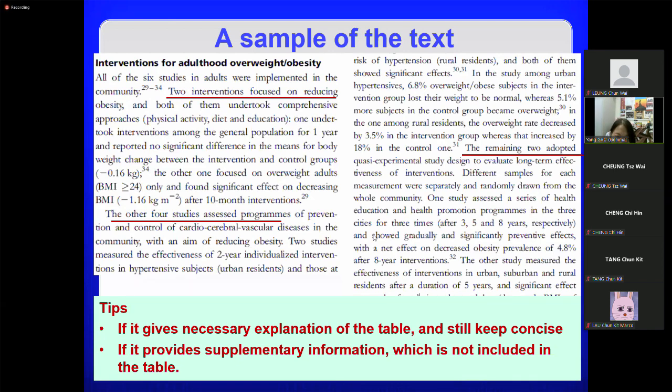So here you may have a look at the short paragraph and pay more attention to those underlined parts. Five minutes, please have a read. After reading, you may consider their relationship, to check if this main text fulfills the two tips.